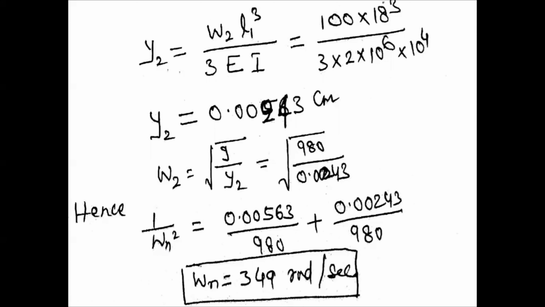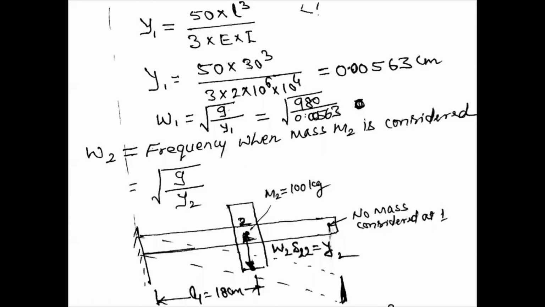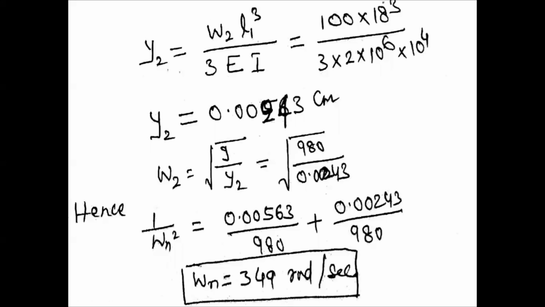So in this way, using Dunkerley's method, you can calculate the value of the lowest fundamental frequency for a 2-degree freedom vibration system. So this is a very simple method of calculating.